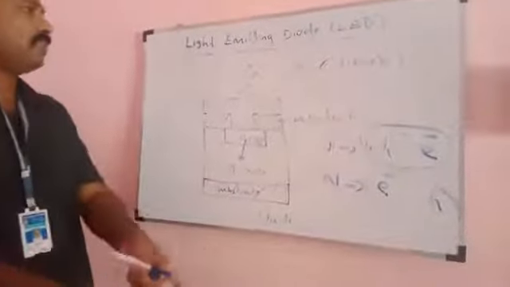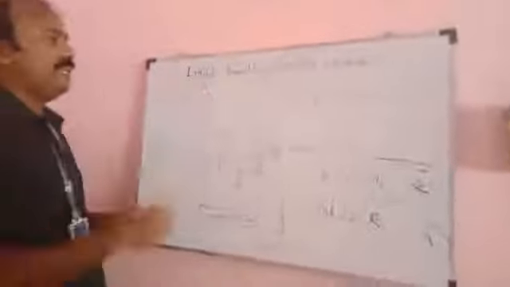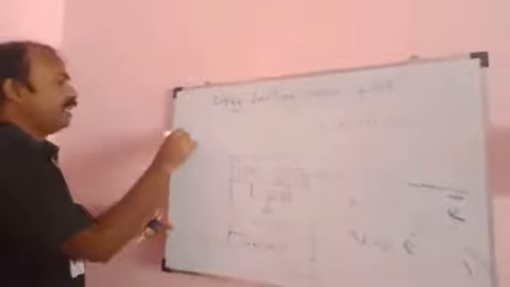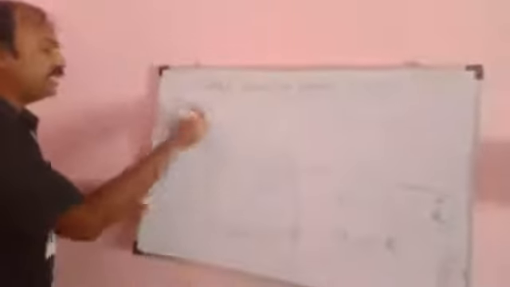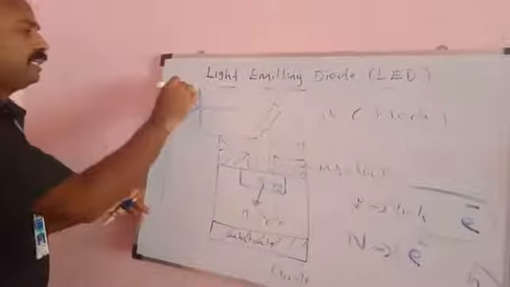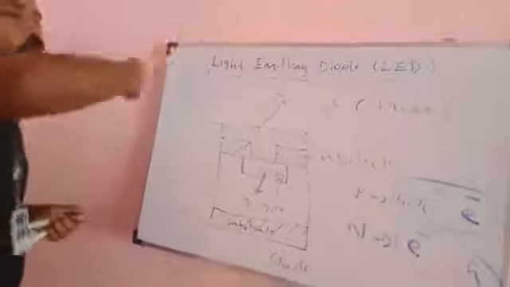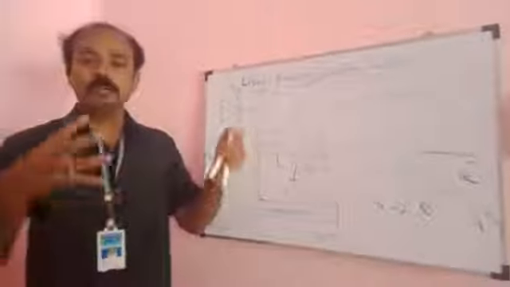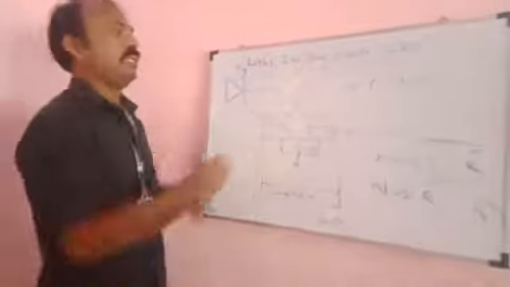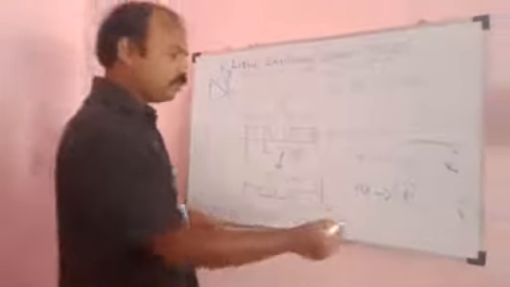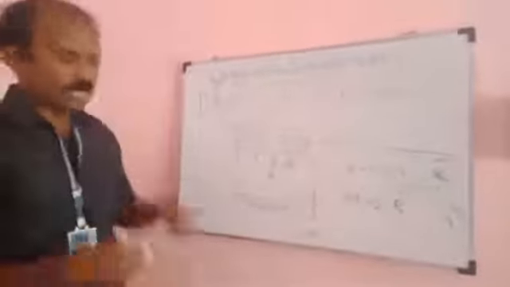So a light emitting diode is nothing but a diode, but because of the way it works, light finally comes out, so it is a light emitting diode. The symbolic representation of a light emitting diode is similar to a diode, but with arrow marks, two arrows coming out. So this is the construction and working of this LED. Then we go to the advantages, disadvantages and applications of LED.